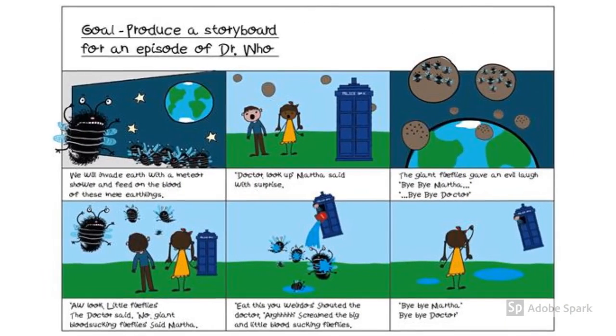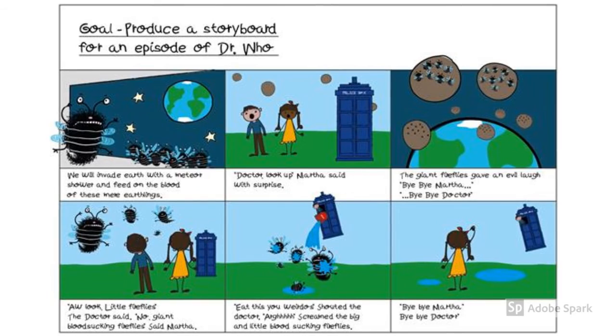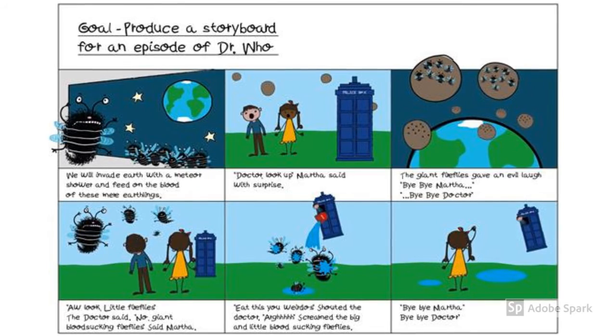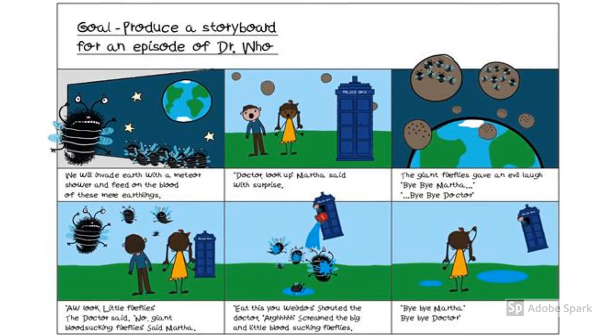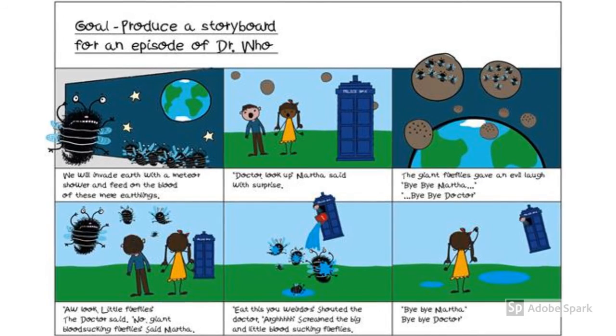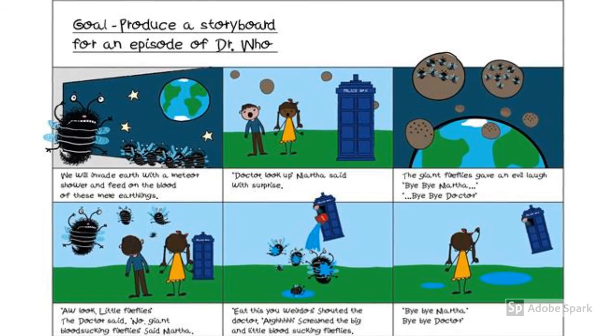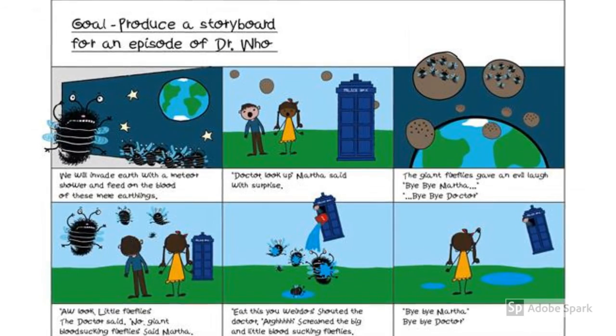Another idea that combines abstraction and storytelling is to create a storyboard. A storyboard is sort of like a visual outline. It shows pictures and sometimes words that give the most important points of the story in order. This is a storyboard for an episode of Doctor Who. You can create a storyboard about any story you like.